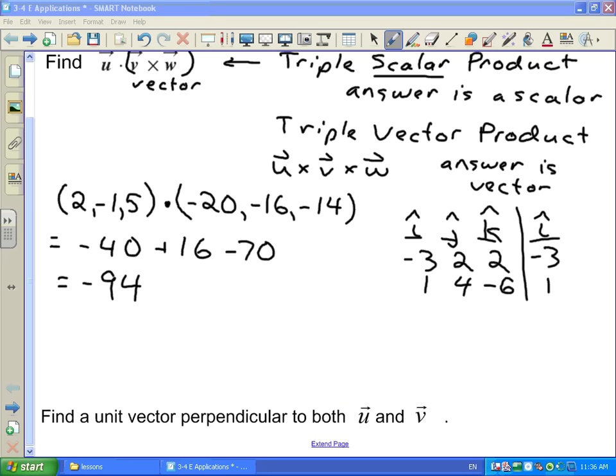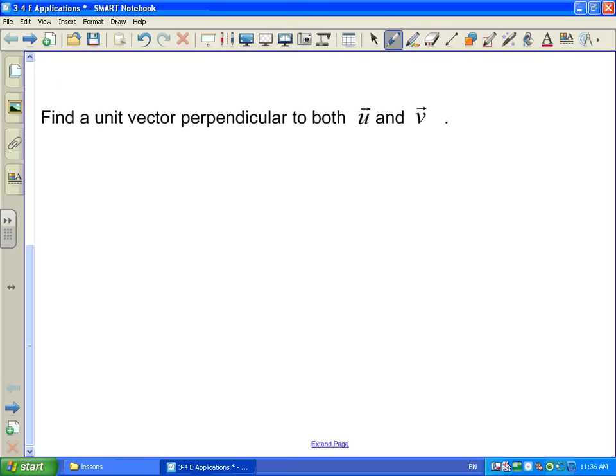Okay, next question. It simply asks us to find a unit vector which is perpendicular to both u and v. So if we're going to find a unit vector perpendicular to both u and v, we need to find a vector that is first perpendicular to u and v, and then we can take any vector and turn it into a unit vector. So let's call the vector that is perpendicular to both u and v a. How can we find a so that we know that this is going to be perpendicular to both u and v?